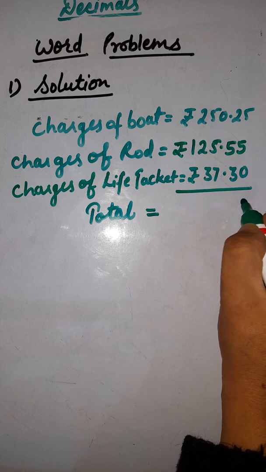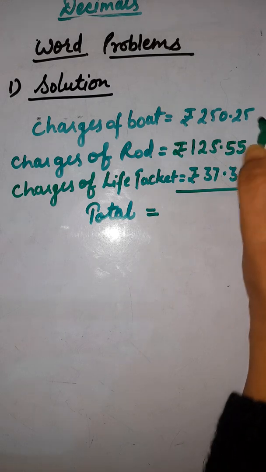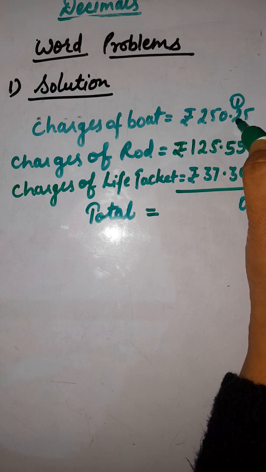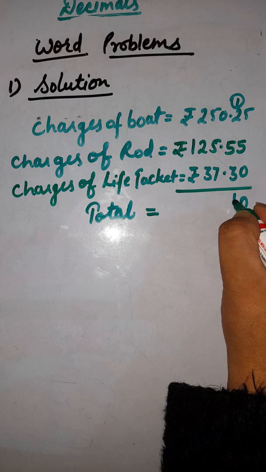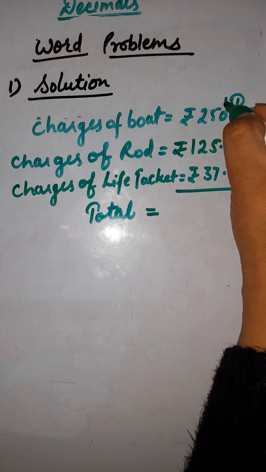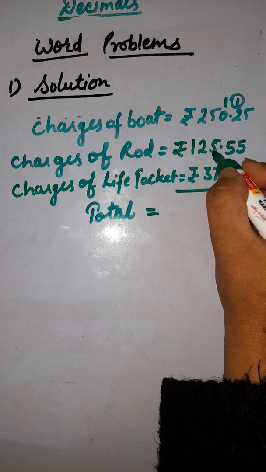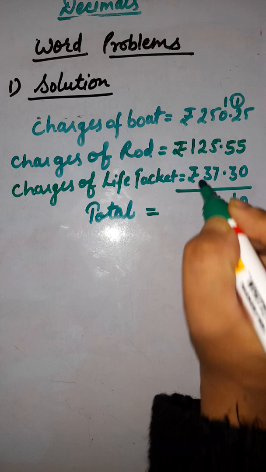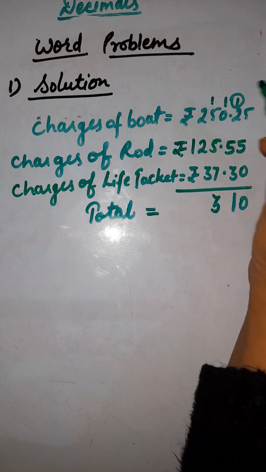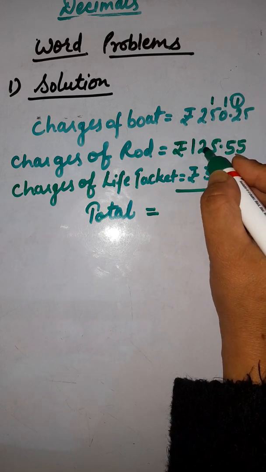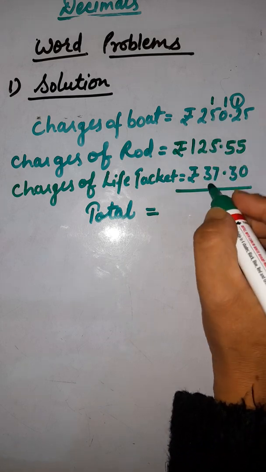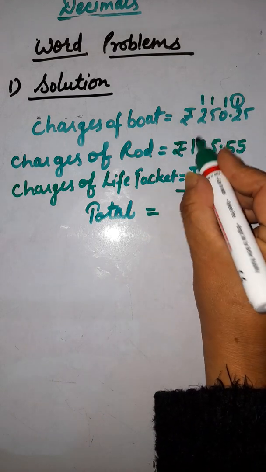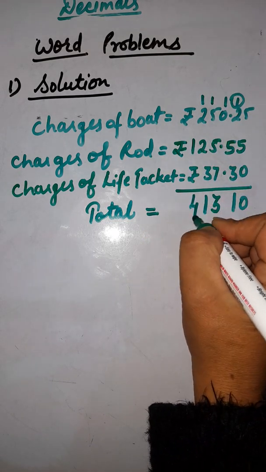So 5 plus 5 will get here 10. 1 carry over there. 5 plus 3 is 8. 8 plus 2 is 10, plus 1 is 11. We'll write only 1 here and 1 carry over there. 5 plus 7 is 12. 12 plus 1 is 13. 3, 1 carry over there. 3 plus 2 is 5. 5 plus 5 is 10, plus 1 is 11. 1 carry over there. 2 plus 1 is 3, plus 1 is 4.